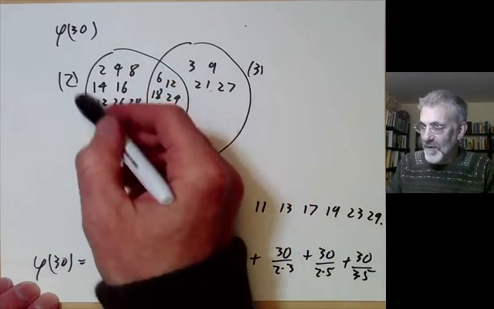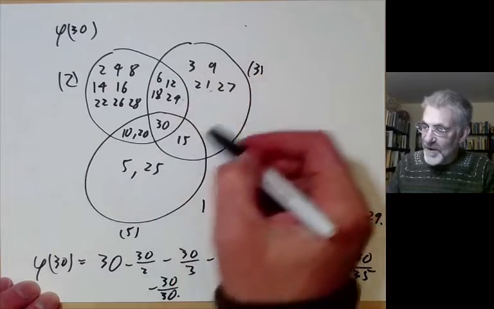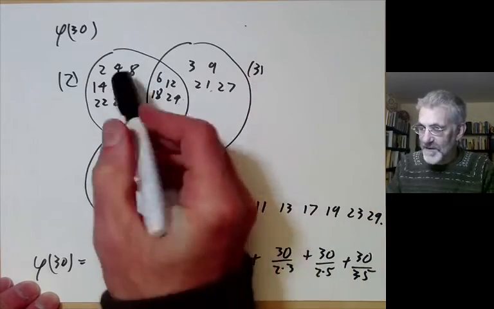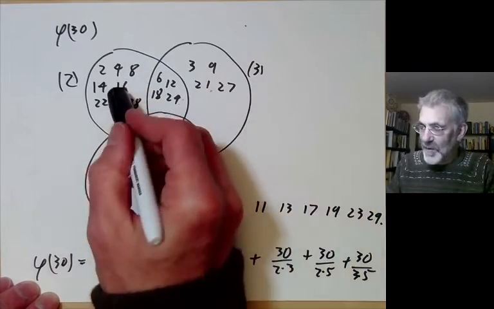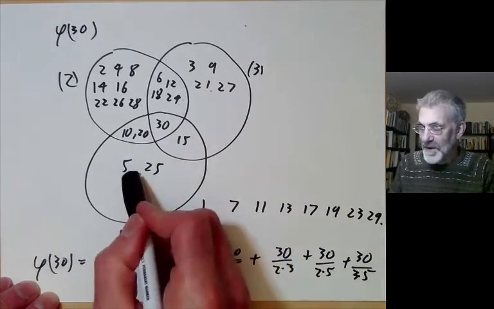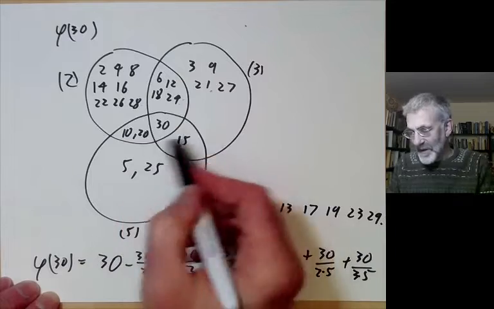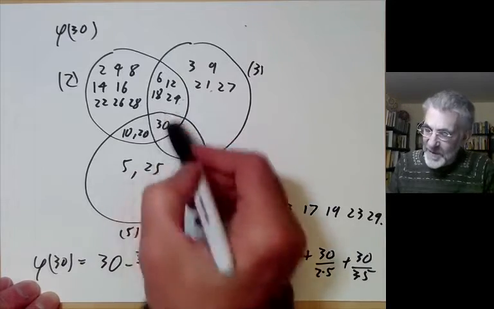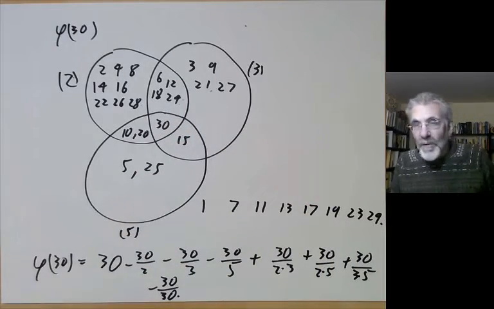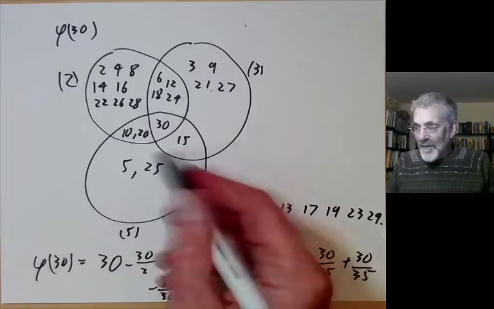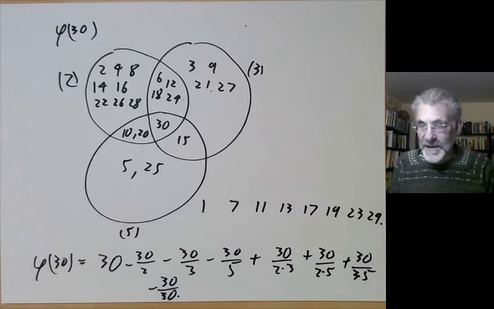If you're trying to count the number of things without one of several properties, you first throw out the number with property A, property B and property C, then you add back the number which have property A and property B and so on, then you throw out the number with three of these properties, and if there were four properties, we would then have to add back in the ones with four properties and so on.